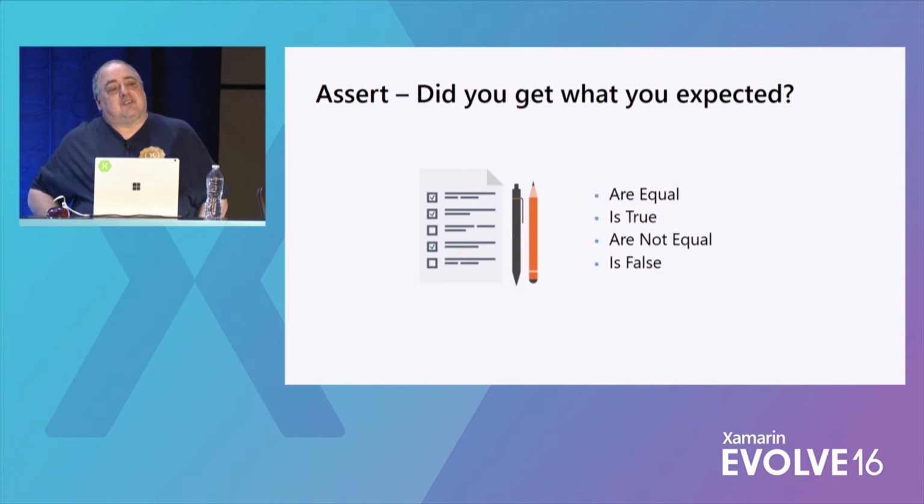Okay, asserts. Asserts are the heart of unit tests, whether you're doing TDD or plain unit tests. They say, am I getting what I expected? So I can assert that two values are equal, or I can assert that some Boolean is true, and you'll see there are a number of different asserts.